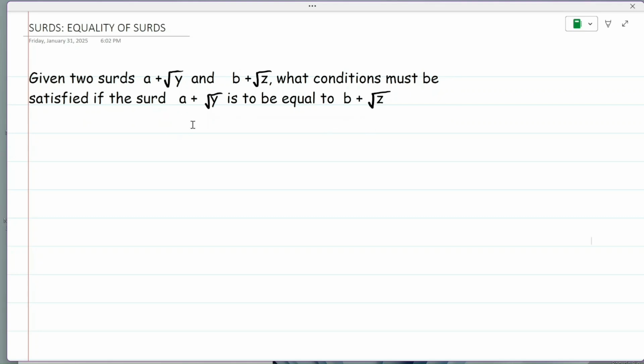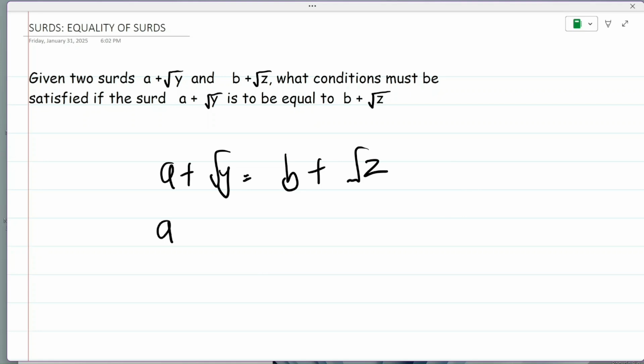This question is not hard. First thing you're going to do is equate this surd to this surd. So you have it as a plus root y equals b plus root z. First, you collect like terms. A and b, let's say for example they are real values. This will be 2 and 3, and this will be root 2 and root 3. These are like terms. A and b are like terms. You take them to one side. Let's take them to the left and take this root y to the right.